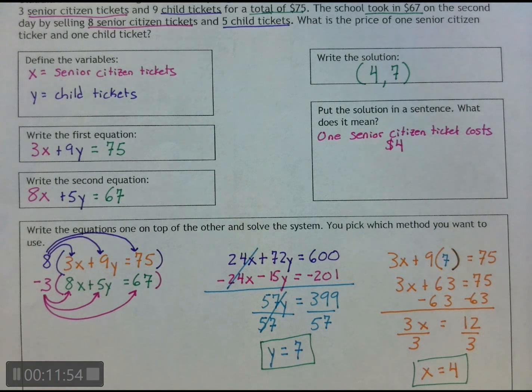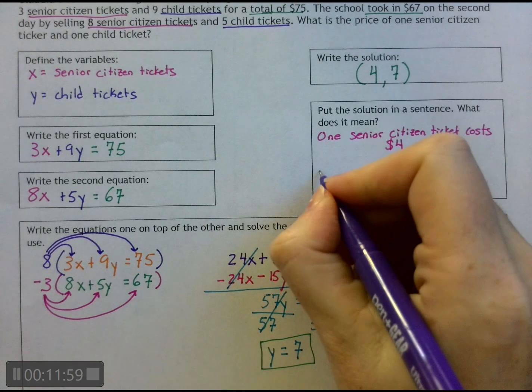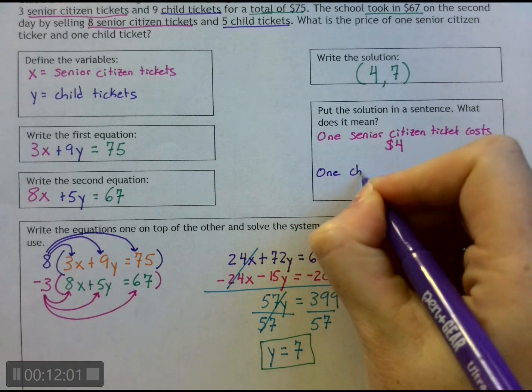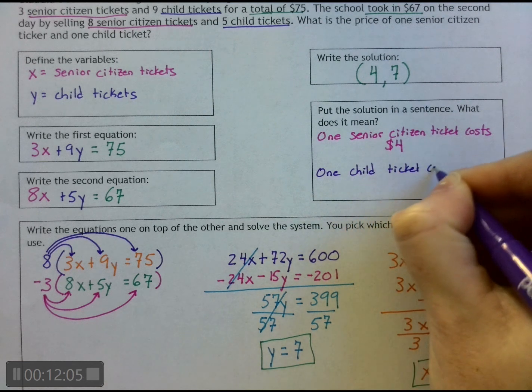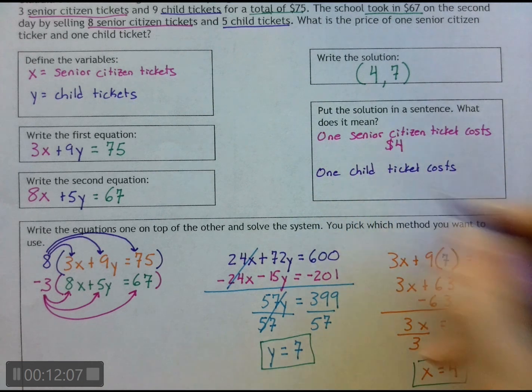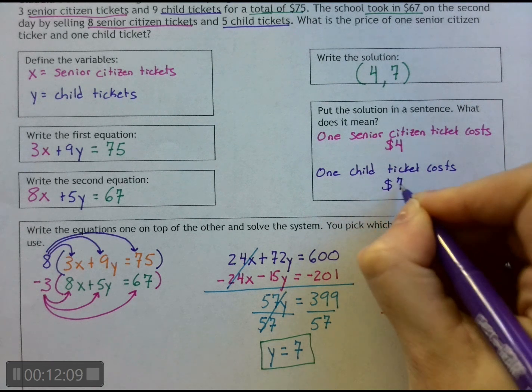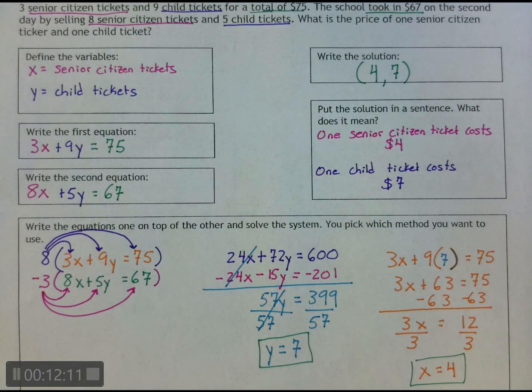And then, how much does one child ticket cost? One child ticket costs $7. And that is how you do word problems.